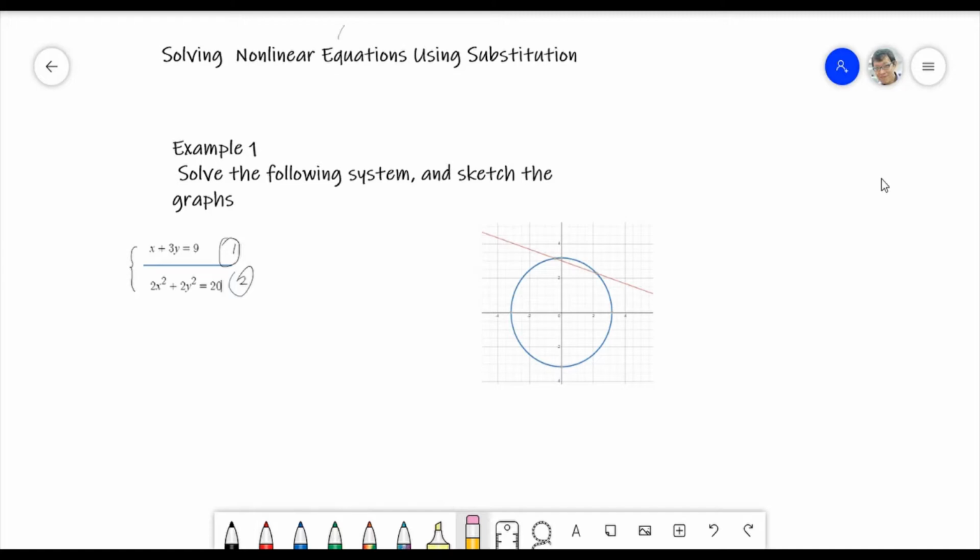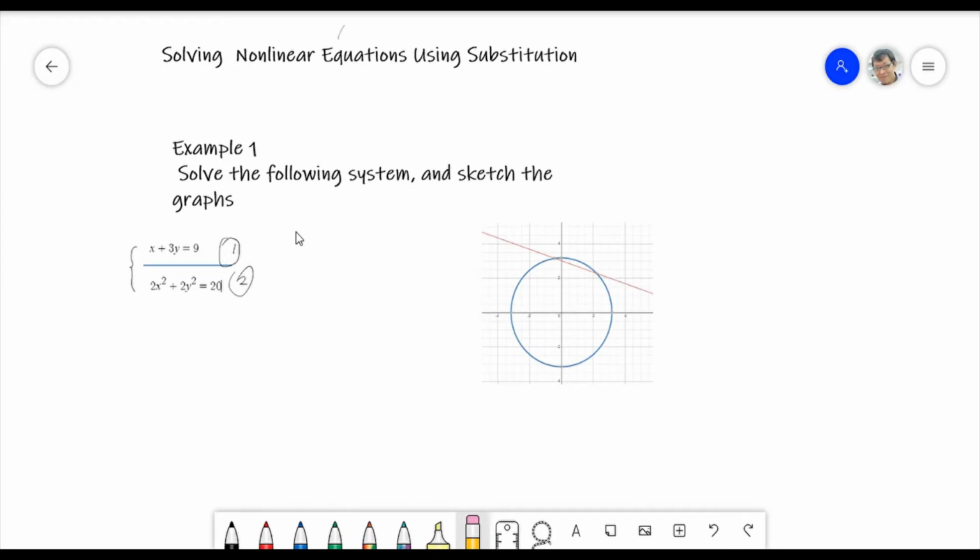We can see the two equations. The first is a line, the second is a circle, right? And in fact, I drew the graph already, so you can see they have two intersections. Why am I drawing this first? Because later we can verify our result by comparing with the graph. If they're the same, then it's right. If they're not the same, then definitely something is wrong.